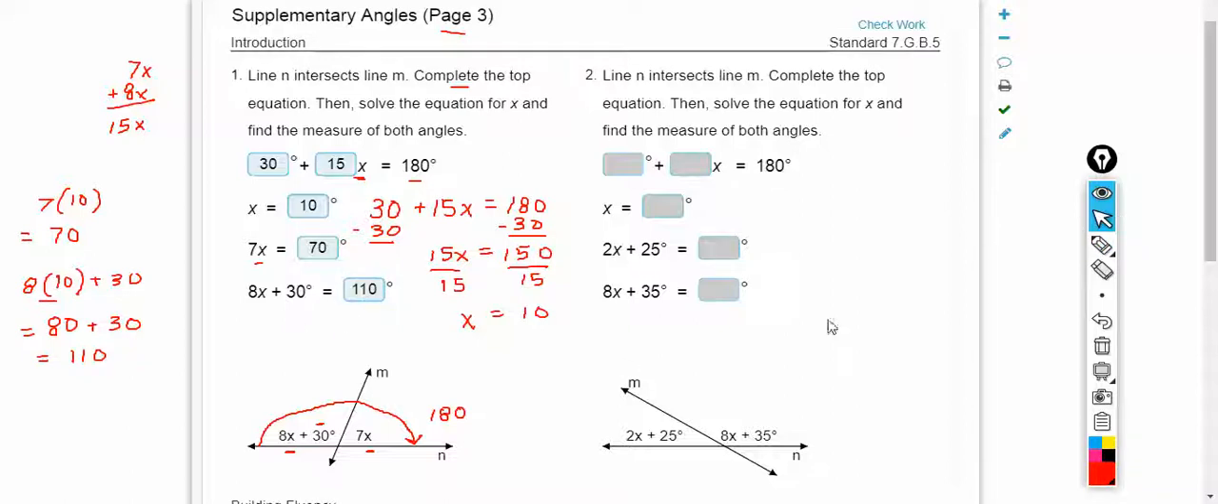Okay, we check it. Okay, if we add, so this one was 110, and we said that this one was 70. We can check it by adding 110 plus the 70, giving us 180, so that looks good.